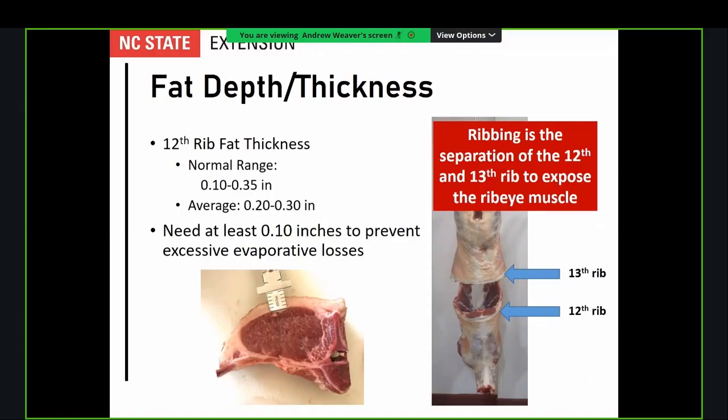excessive evaporative losses. What I mean by that is when those animals are harvested, they're at normal body temperature, 102.5. After they come off the harvest floor, they're moved to a cooler where they're chilled to minimize any development of bacteria. It's a food safety thing. We don't freeze them, but we take them into a cooler to be chilled, and allow that transition from muscle to meat to take place.